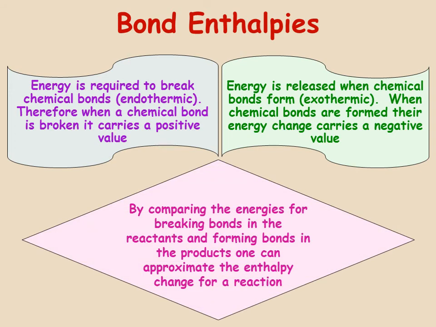So, by comparing the energies for breaking bonds in the reactants and forming bonds in the products, one can approximate the enthalpy change for a reaction. Okay, children, once again, by comparing the energies for breaking bonds in the reactants and forming bonds in the products, you can calculate the enthalpy change for a reaction. So, let's calculate the enthalpy change for reactions, taking some examples.